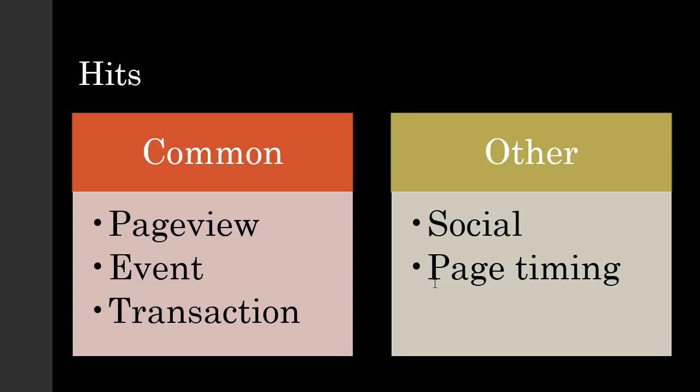Page view tracks the page views. Event, non-page view actions such as button clicks. Transactions are related to the e-commerce reporting. Social hits track stuff like likes, shares, tweets, etc. And page timing hits allow you to measure the page timings.